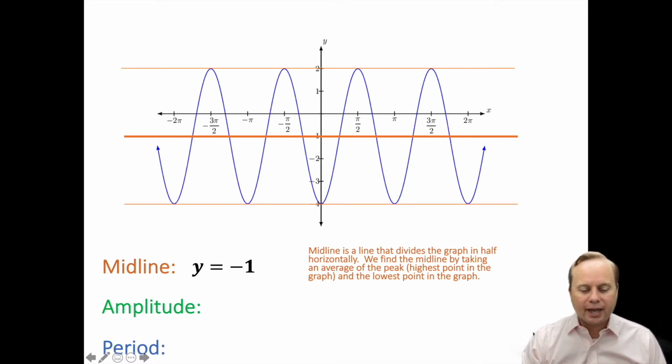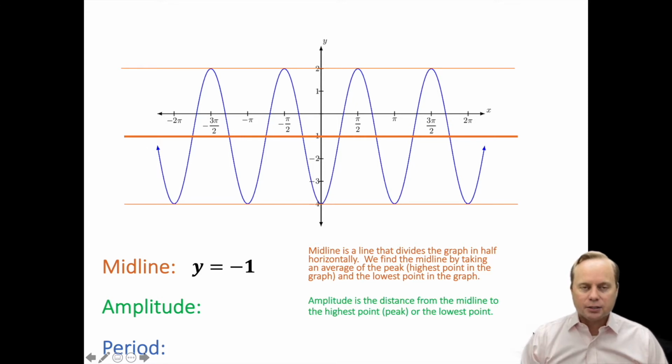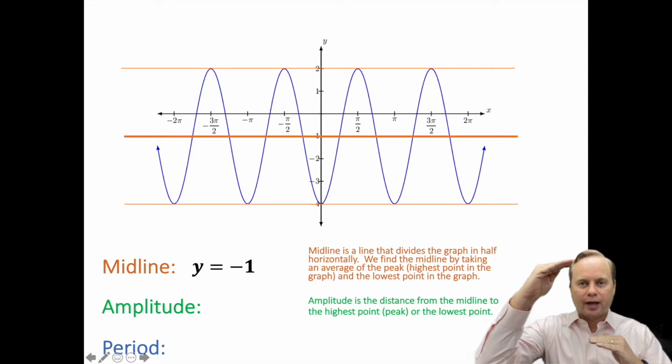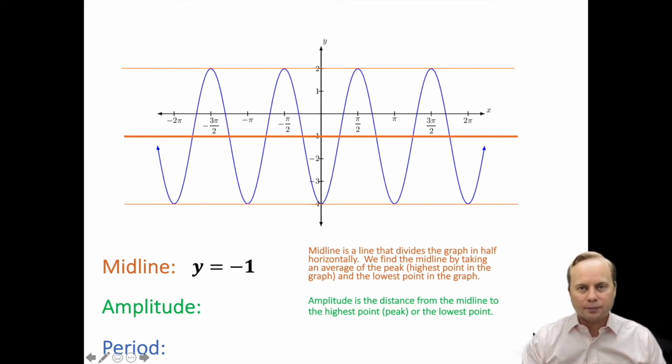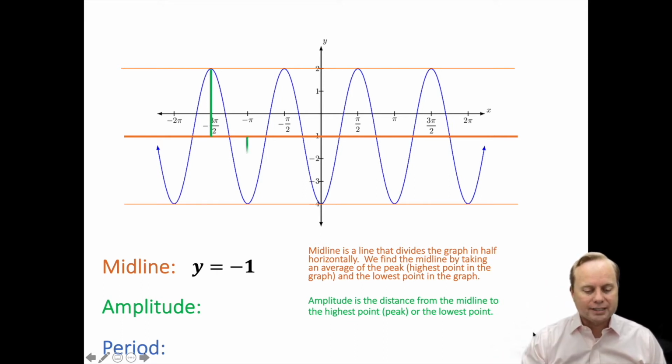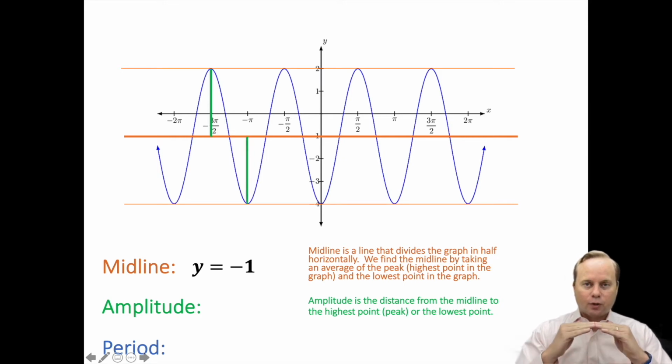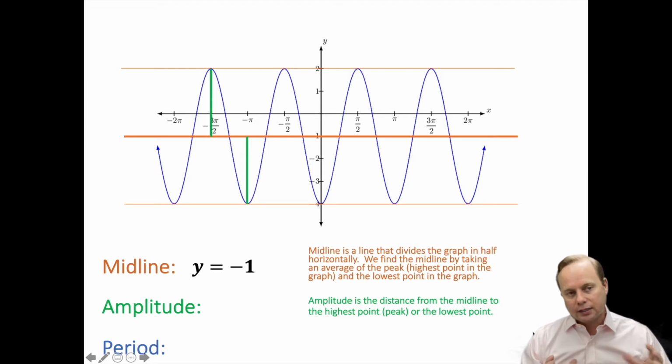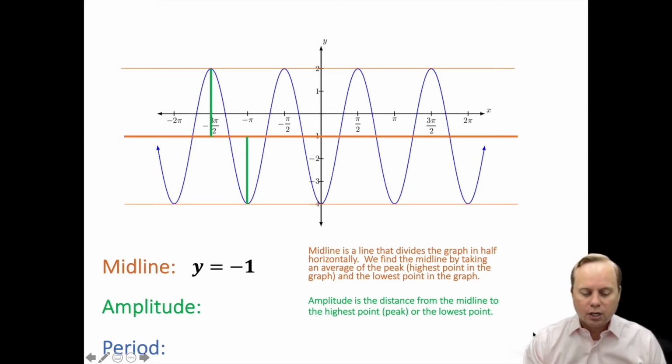Now let's talk about the amplitude. The amplitude is basically the distance between the midline and the top of the graph, or the midline and the bottom of the graph. So let's look at this. The distance between -1 all the way up to 2 is 3. And the distance from -1 all the way down to -4 is 3, okay? It's not a -3 because distance is never negative. Distance is always positive. So your amplitude on this one would be a simple 3.